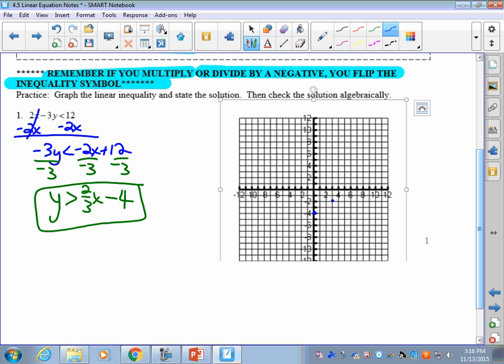1, 2, 3. All right, so I'm going to repeat that. Up 2, and to the right 1, 2, 3.